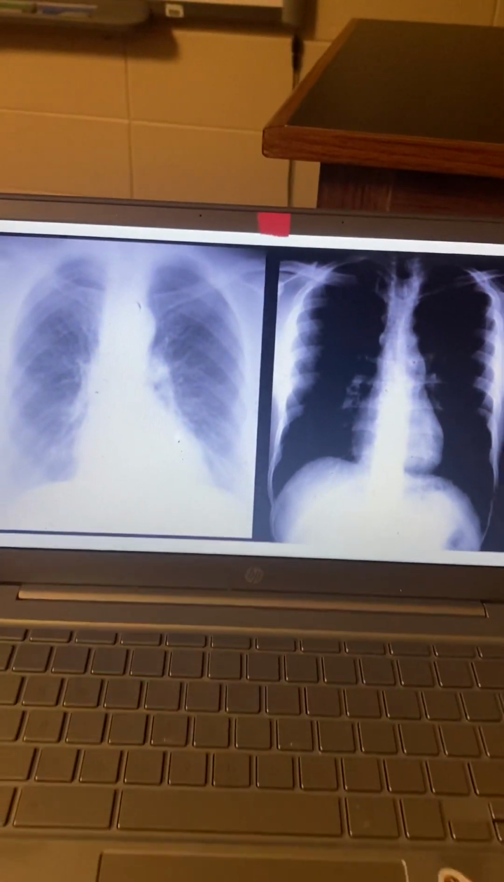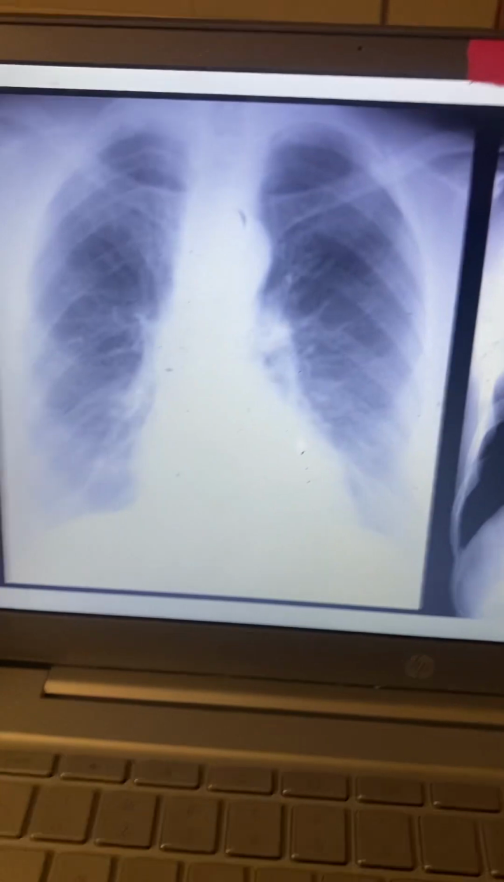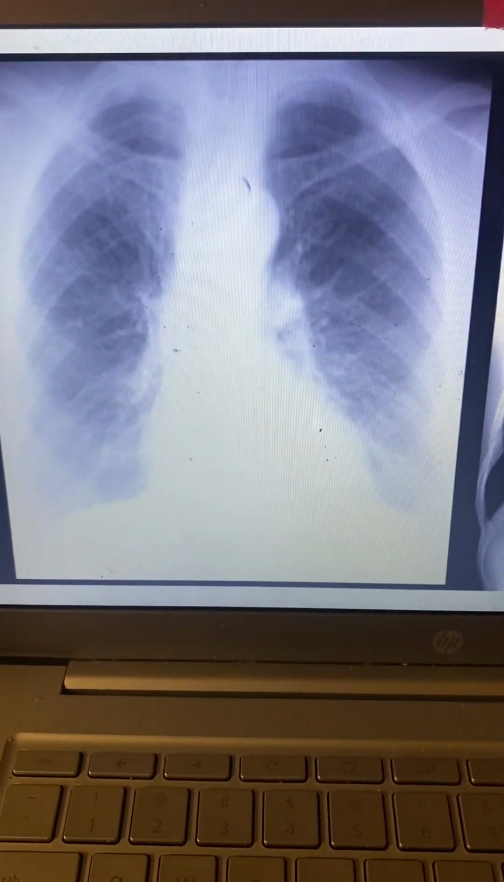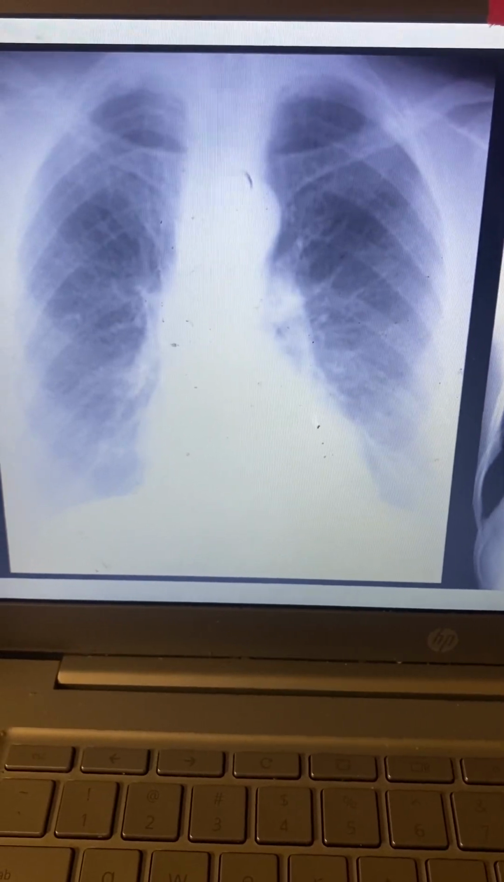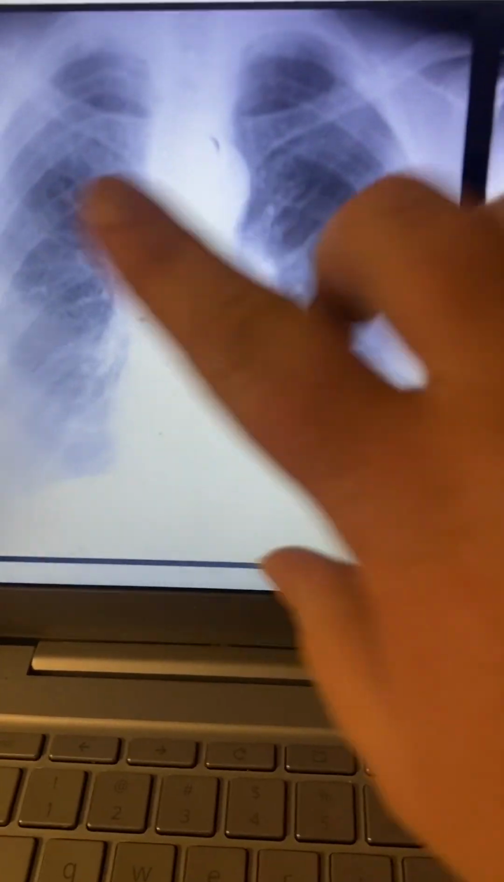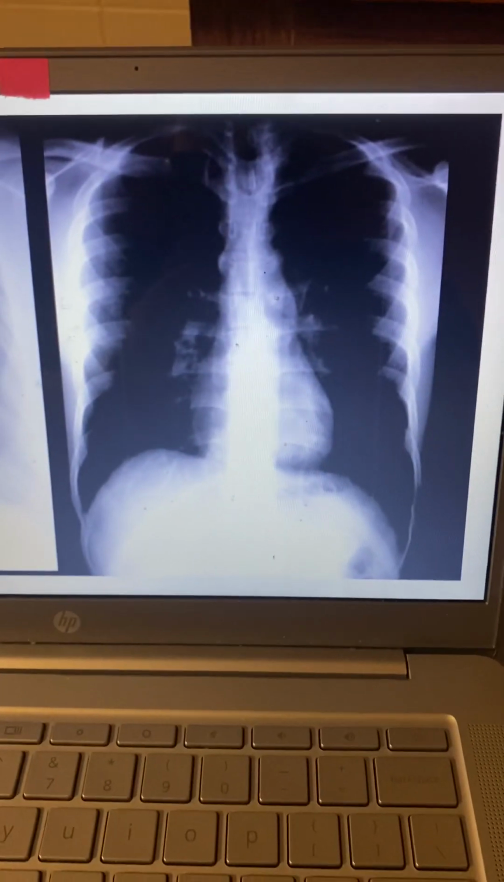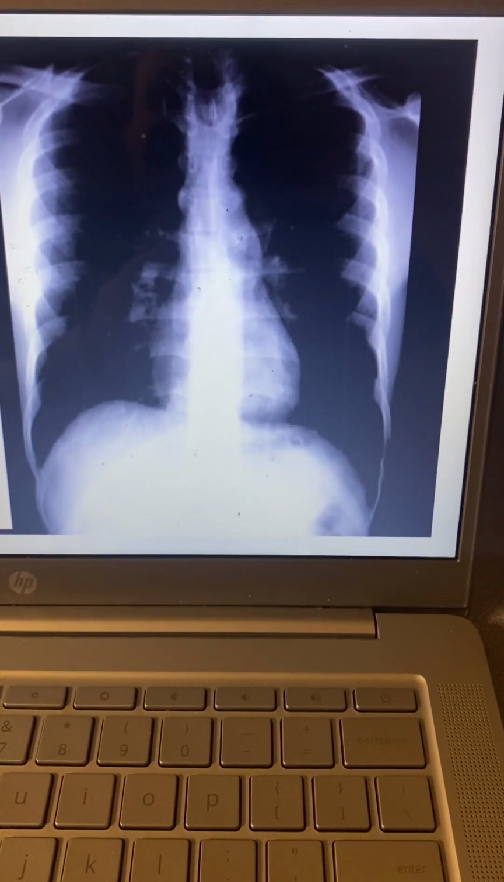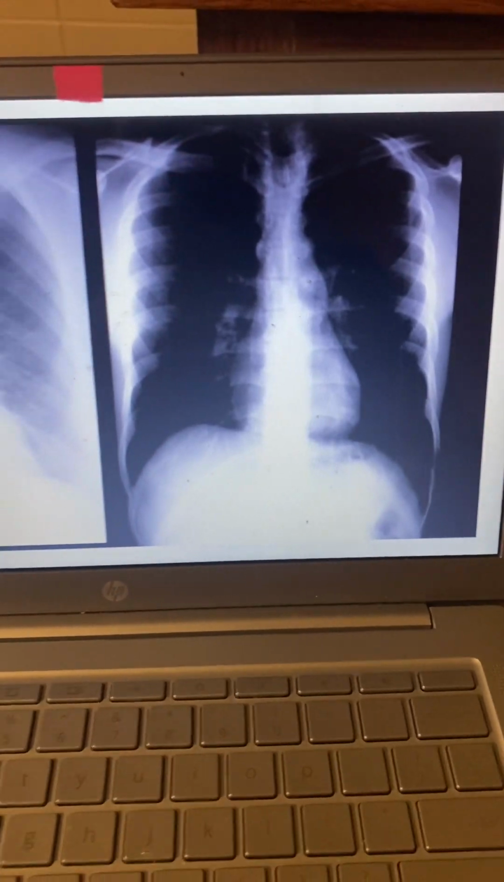Right here we have on the left, this is going to be an underexposed chest x-ray, so it is radiopaque, very light. And on this side we have an overexposed chest x-ray, radiolucent.